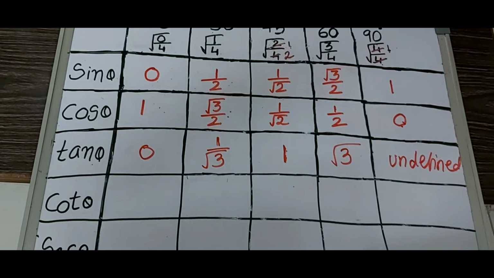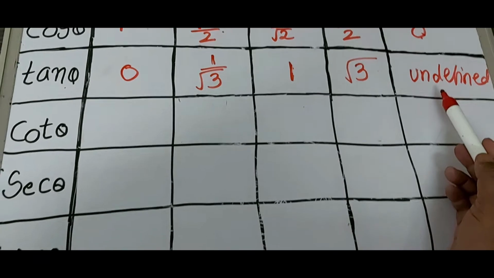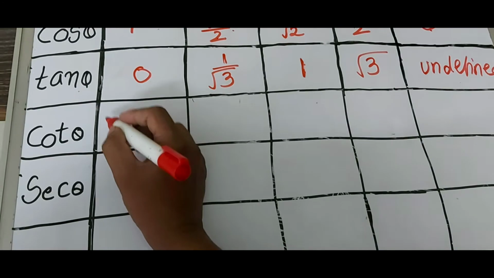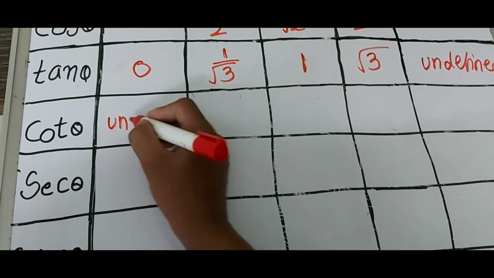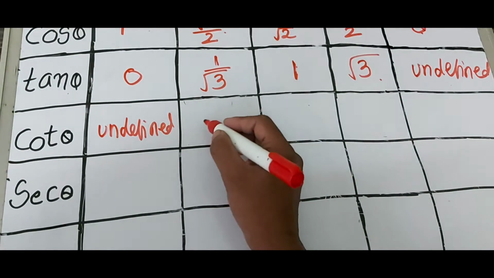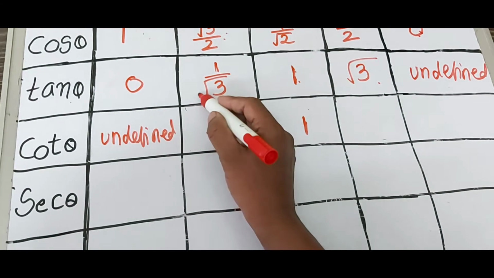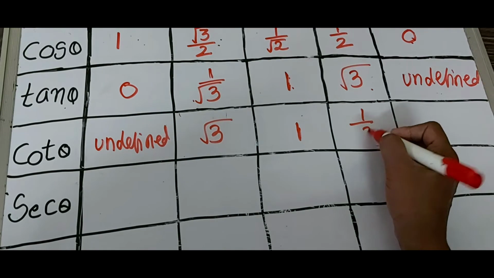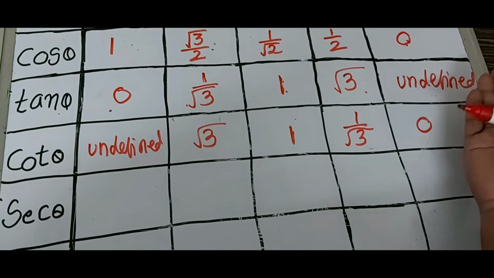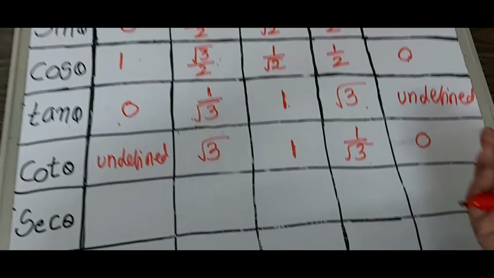To get cot values, just write the tan values in reverse order. So this will be written in the beginning, that is undefined. This will occupy the second position. 1 will be written here. This will come over here. And finally 0 will be written at the end. So by reversing the tan values, we got all the cot values.